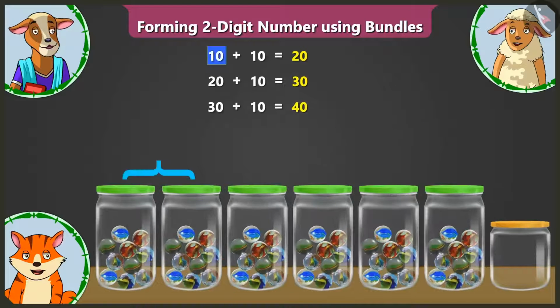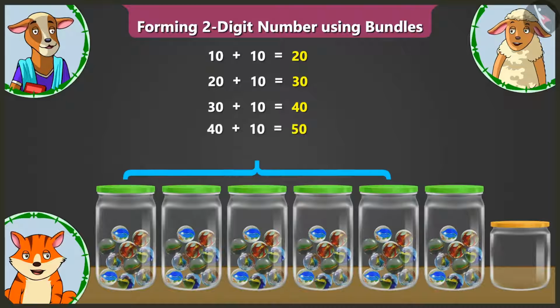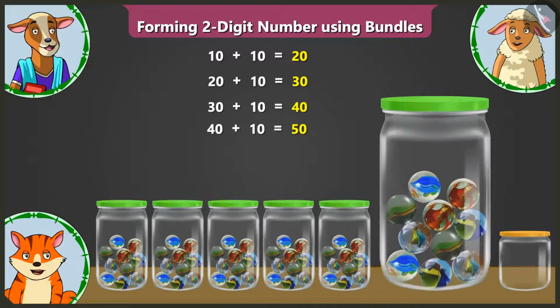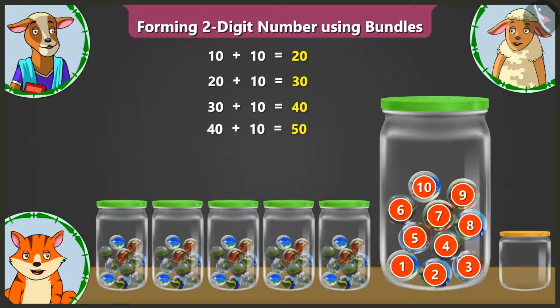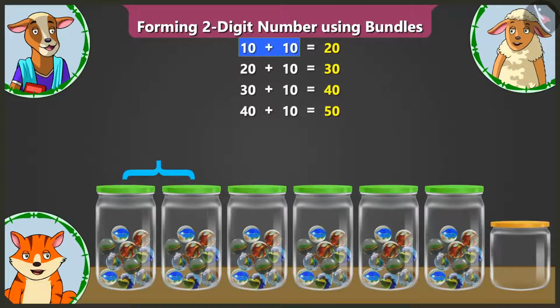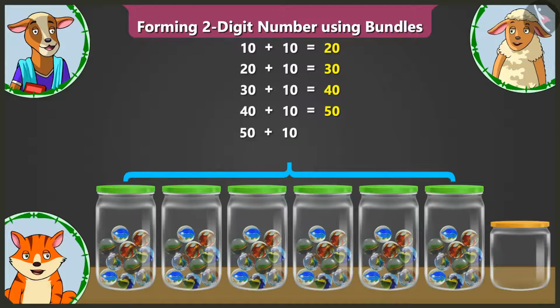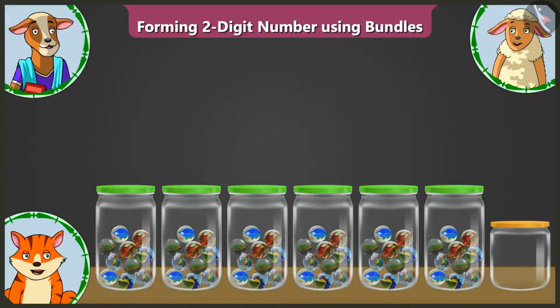This makes it 10 and 10, 20, 20 and 10, 30, 30 and 10, 40, 40 and 10, 50. Five groups of tens. Look, the sixth jar also has 10 marbles. This makes it 10 and 10, 20, 20 and 10, 30, 30 and 10, 40, 40 and 10, 50, 50 and 10, 60. So, these are 6 groups of tens.